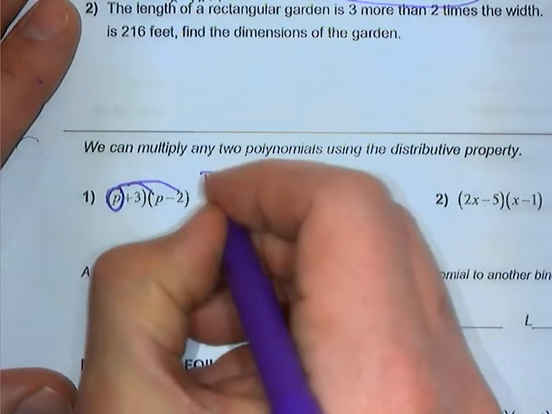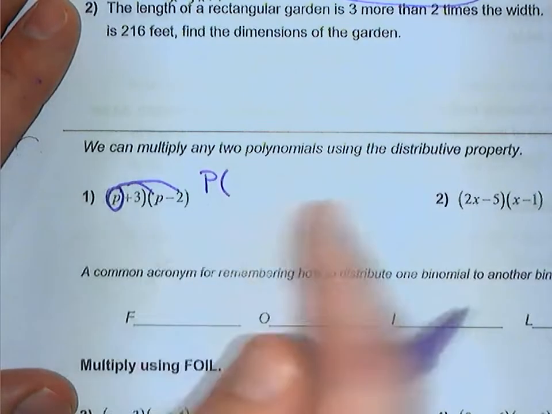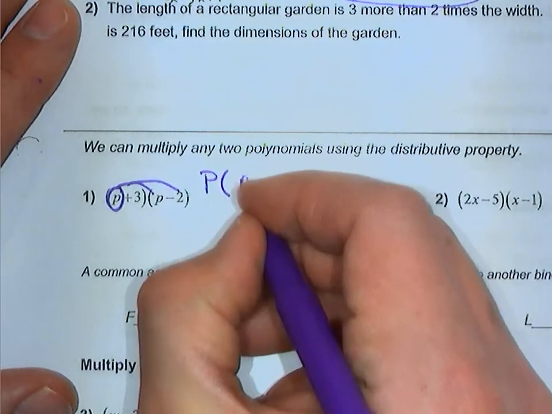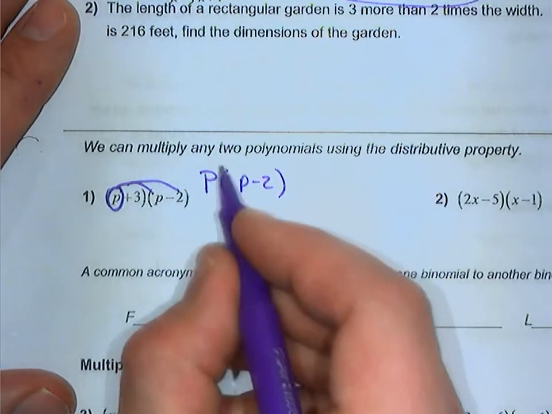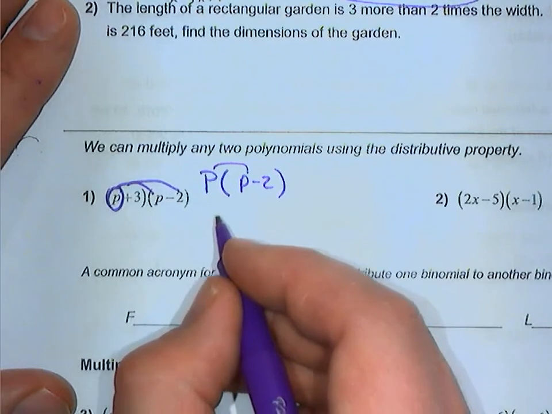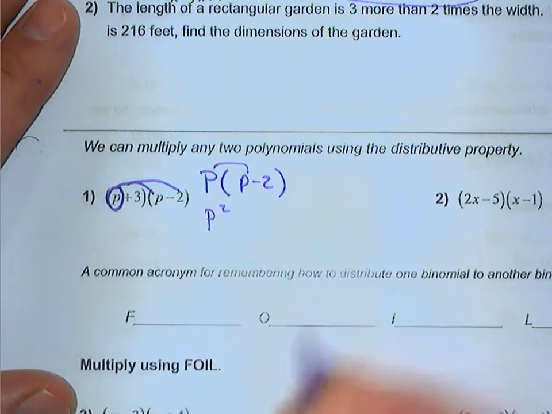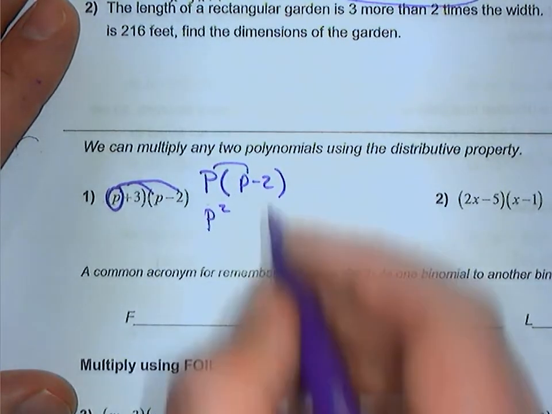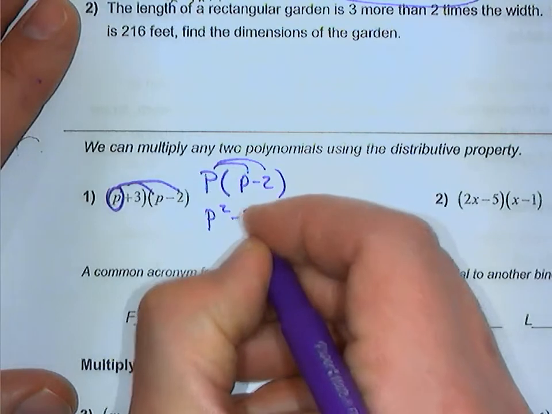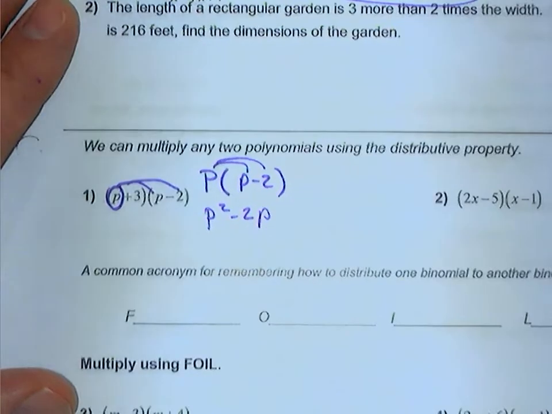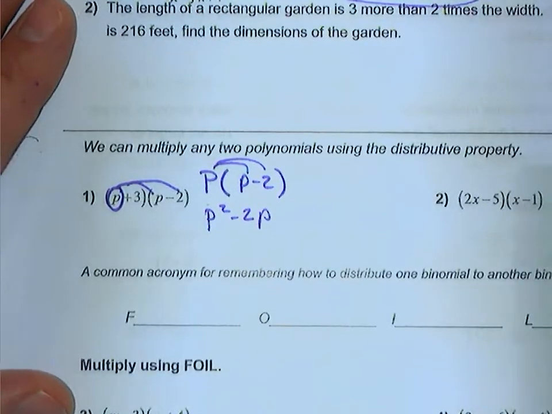You guys have seen the distributive property, right? So if I do that, that's p times p minus 2, like that. All right, well, what's p times p? P squared. And what's p times negative 2? Negative 2p.